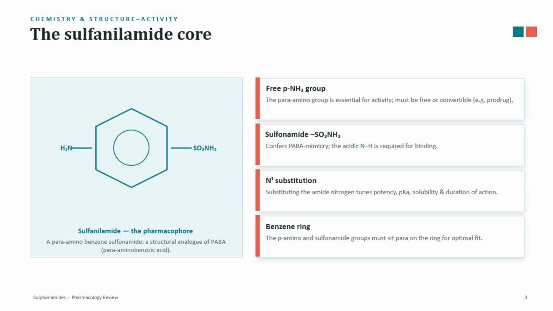convertible in the body. Second, the sulfonamide group, that's what mimics PABA, and the acidic N2H is what lets it bind. And third, we can substitute the amide nitrogen, and that's how chemists tune potency, solubility, and how long the drug lasts. The big idea here is that this molecule is a structural look-alike of PABA, para-aminobenzoic acid. Hold that thought, because it's the key to the mechanism on the very next slide.